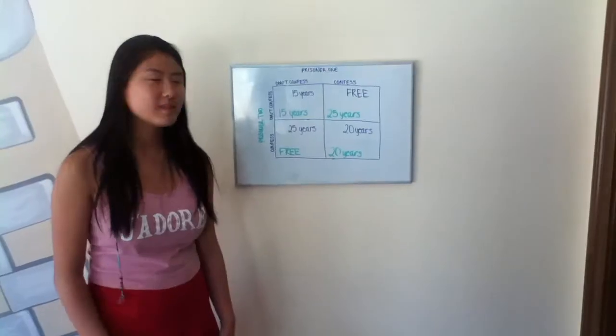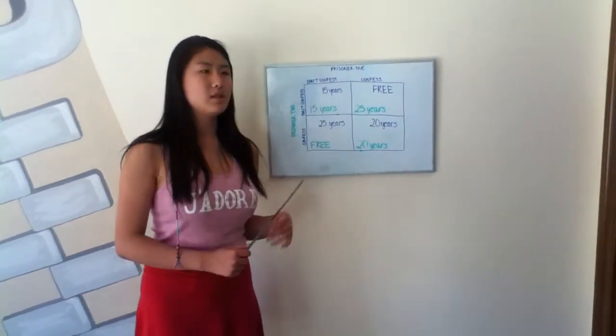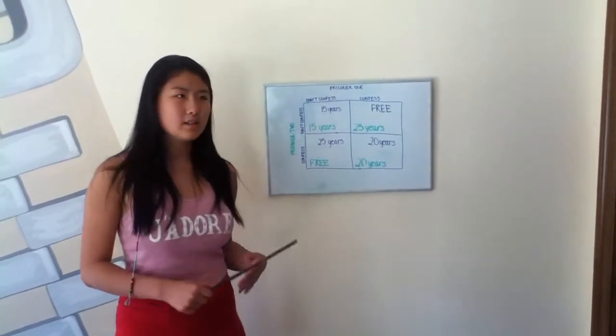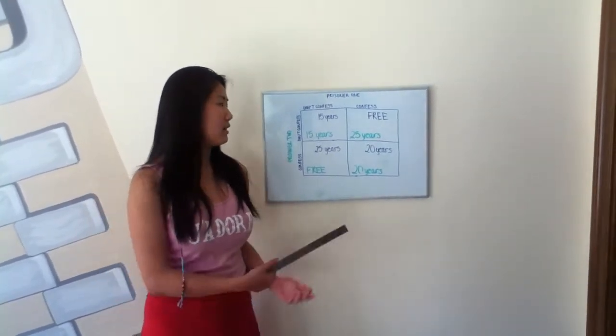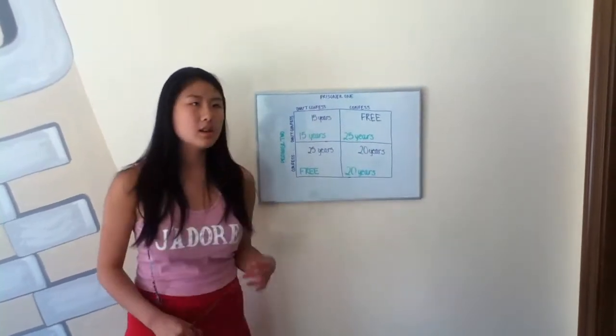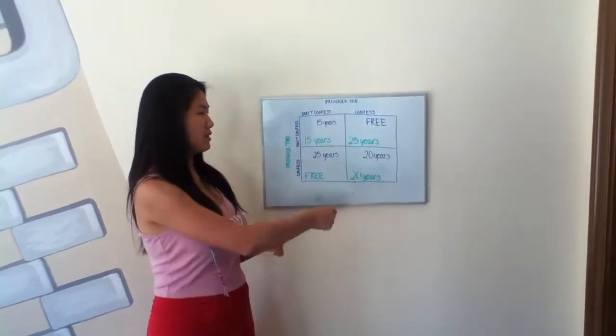Okay, so I'll be explaining the prisoner's dilemma. Because both prisoners' dominant strategy is to confess, they'll both be confessing to make themselves better off, but in the end they both end up worse off because they will get 20 years versus 15 years each. And this is the prisoner's dilemma, where the Nash equilibrium is in this box.